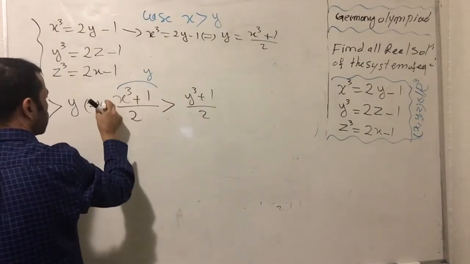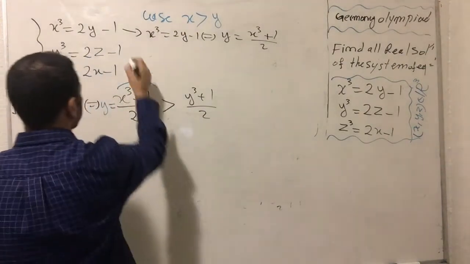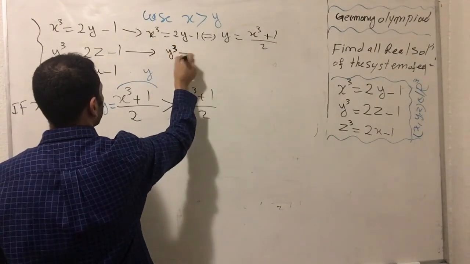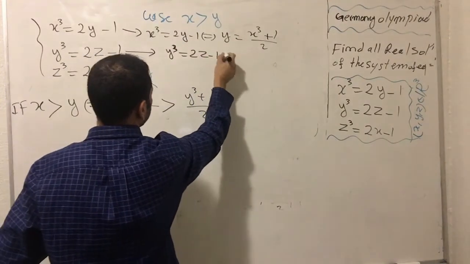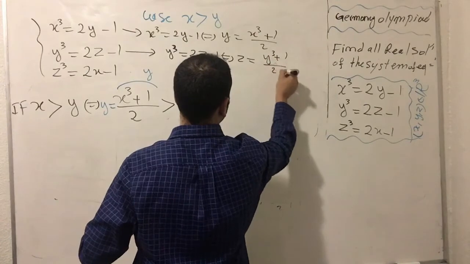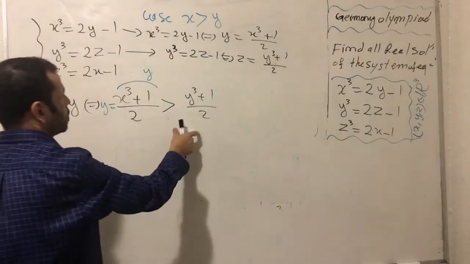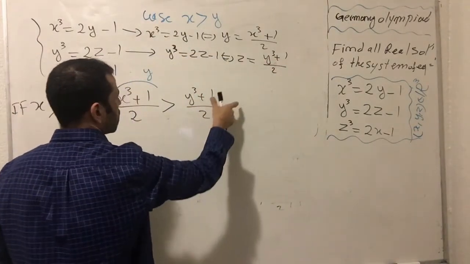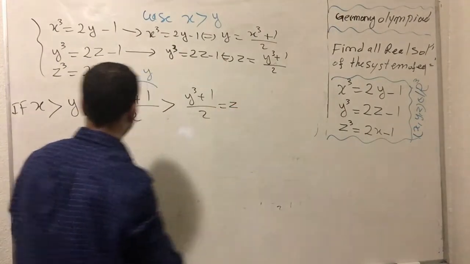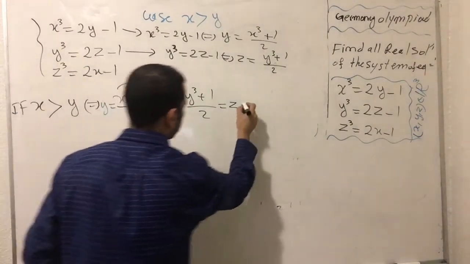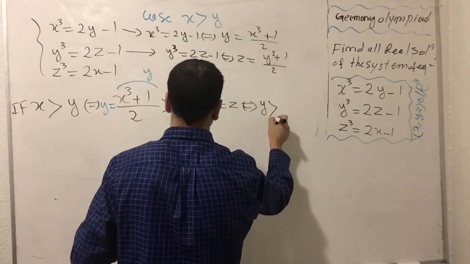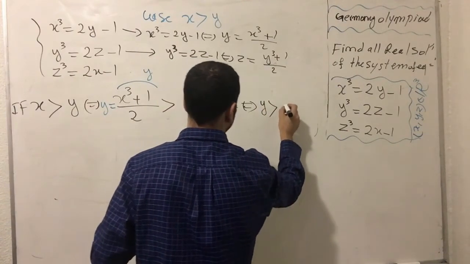If you go back to the second equation, we have y cubed equal to z minus 1, equivalent to z equal to y cubed plus 1 over 2. This is exactly the value of z that I have. So this is z. What does it mean? Y is strictly greater than z.